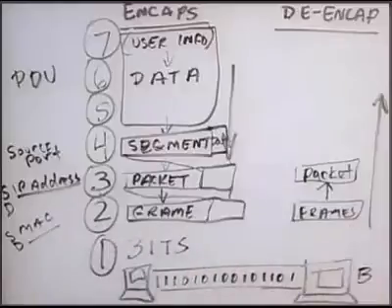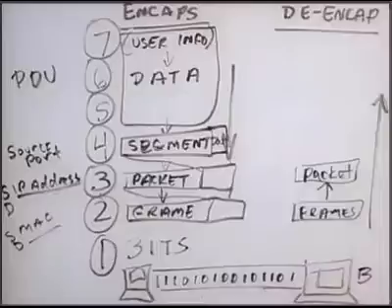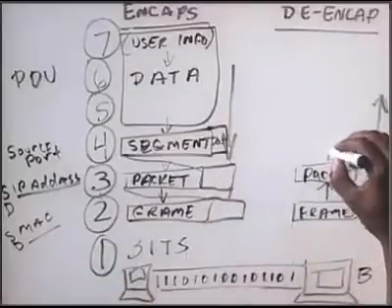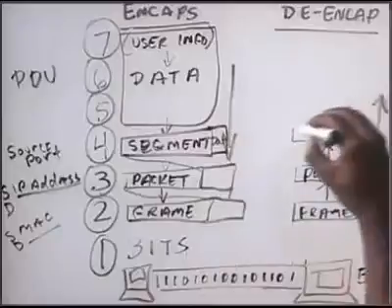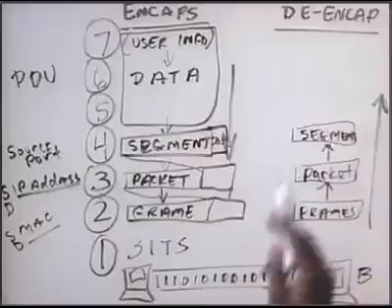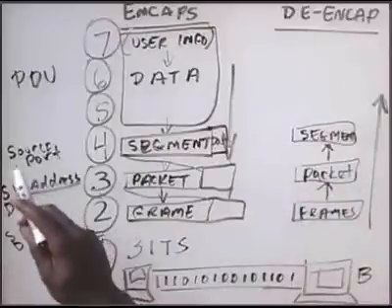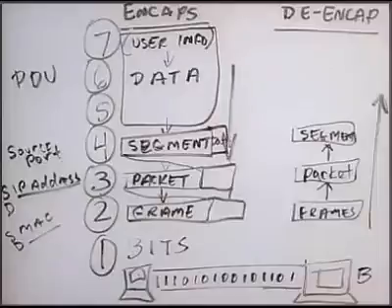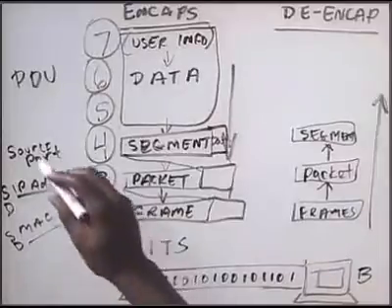Device B once again looks at the destination IP address to determine, is this my IP address? If it's my IP address, then I'll strip off the packet header and I'll now have a segment. Then device B looks at the segment header where there's a source port and destination port, looks at the destination port to determine the upper layer application to send it to.